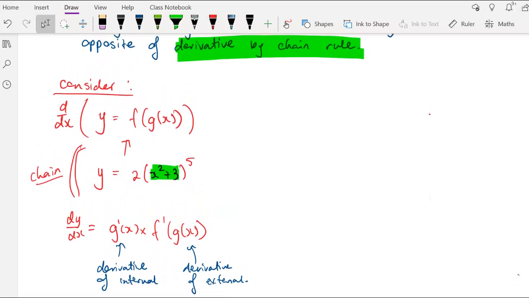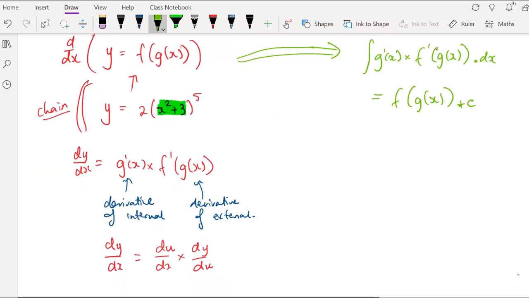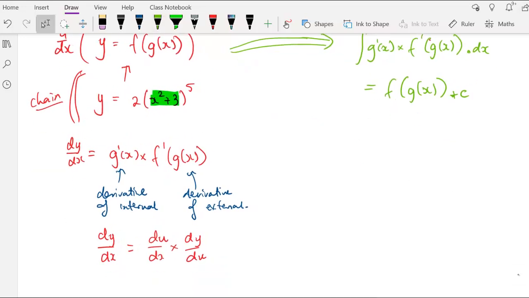Now, if we think about the flip side, and this is what our focus is going to be on, if we're now looking at the integral of g dash of x multiplied by f dash of g of x with respect to x, then it should follow that the integral there will be the original composite function. Okay, and that's what this process of substitution is going to allow us to do. The easiest way to do this is we're going to look at this process through a couple of examples, and then we're going to step it out and say procedurally this is what we're going to do.